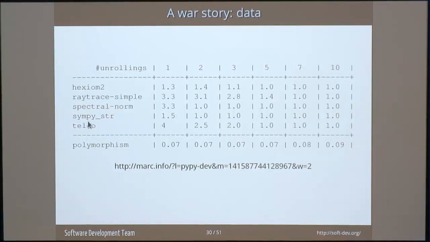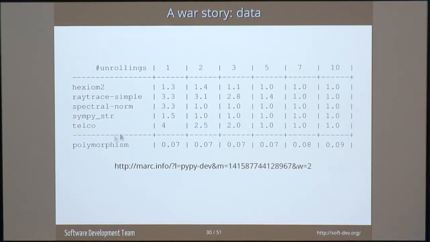Down to Telco, these are the 5 PyPy benchmarks that I made slower with my commit. And the way to read this is as follows. If I basically don't unroll recursion, ray trace simple gets 3.3x slower. If I unroll a couple of levels of recursion, it's 3.1x slower. And eventually, by the time I've unrolled 7 times, all of those 5 benchmarks have returned to the same performance as before my fix.